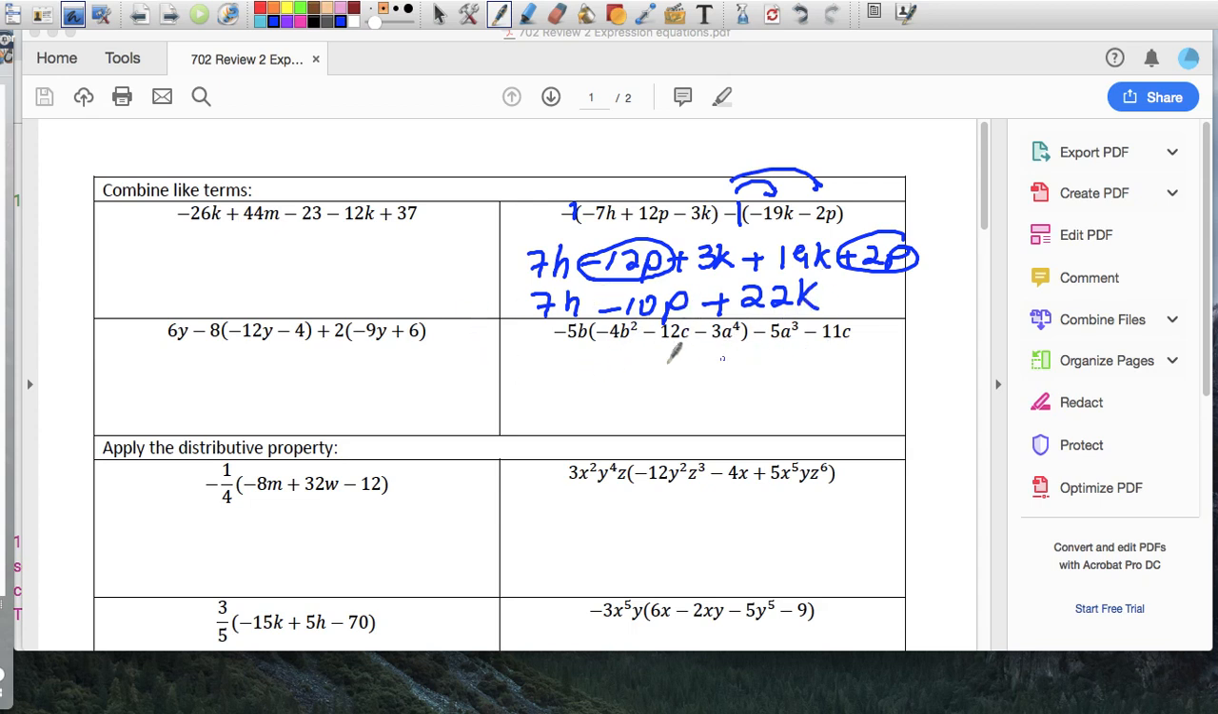I'll do this one at the bottom. A negative times a negative is a positive. 5 times 4 is 20, and b times b to the second power is b cubed. Negative and negative is a positive again. 5 times 12 is 60, and bc, remember, you multiply the b and c, it's just bc. And then again positive 15a^4b, remember, you should always write alphabetically, and then minus 5a cubed minus 11c. The distributive property probably does not apply to those two terms. Do I have anything in common? No, there are no like terms. Everything is different, so that's your final answer.